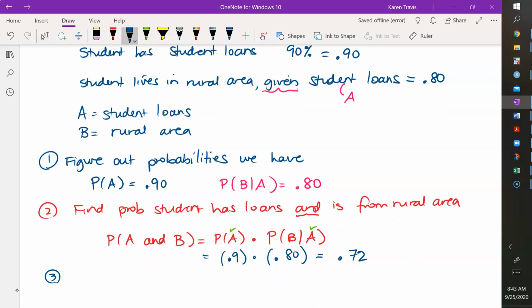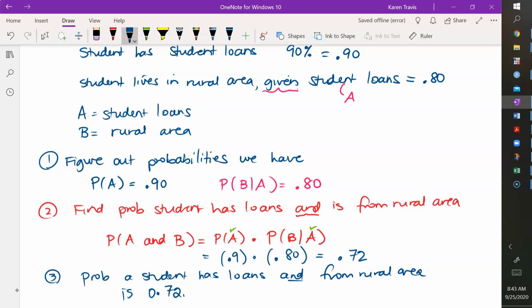So the probability a student has loans and from a rural area is 0.72.